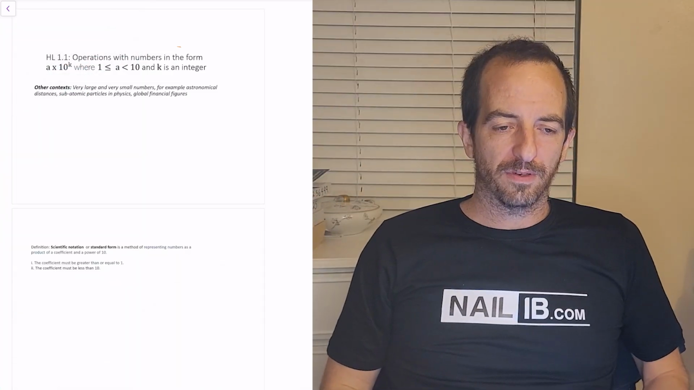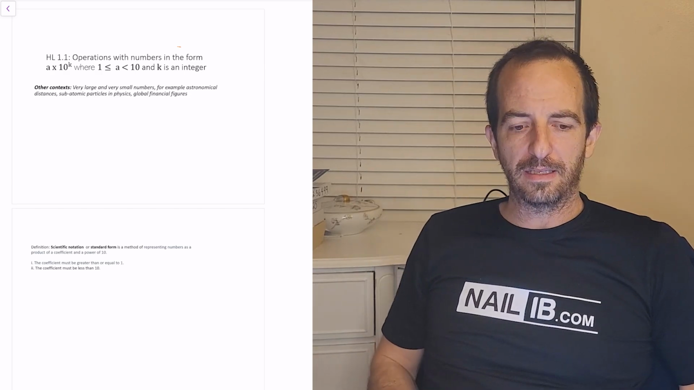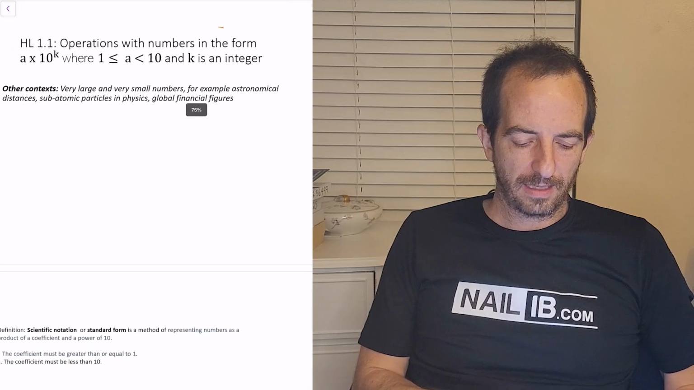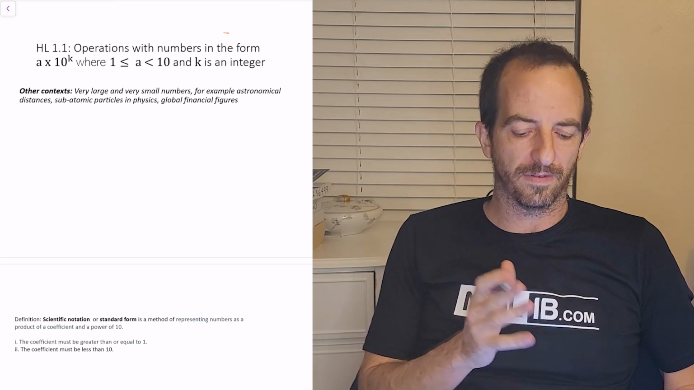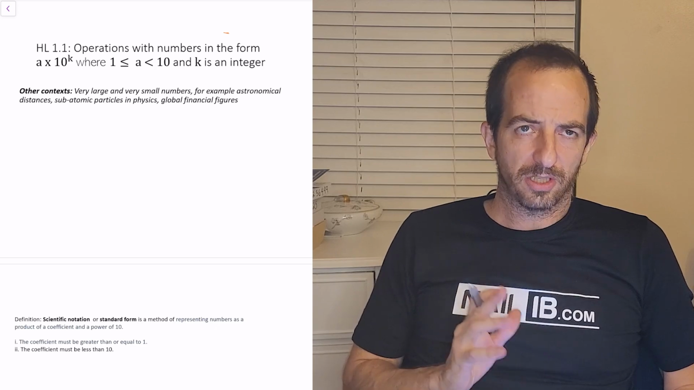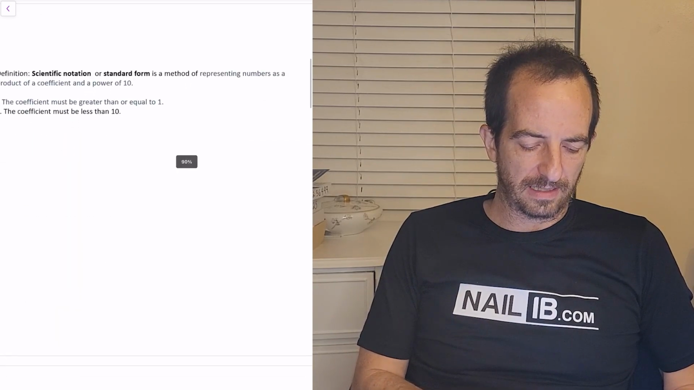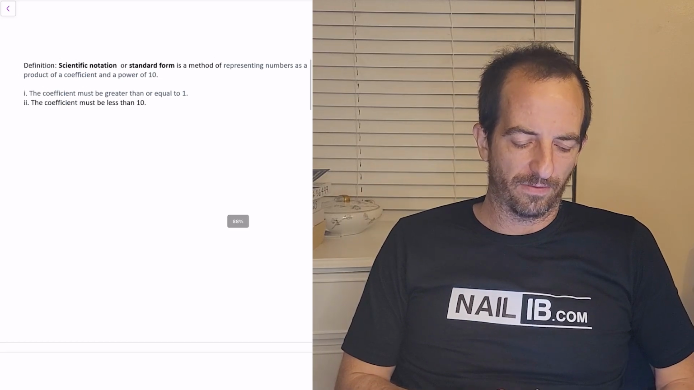So welcome to our first standard, standard 1.1, which is looking at scientific notation, or standard form, as you might see it. As we could see, it is used for writing very large or very small numbers, and it's such a standard way of writing numbers of all different sizes. So let's jump into the definition, scientific notation or standard form.